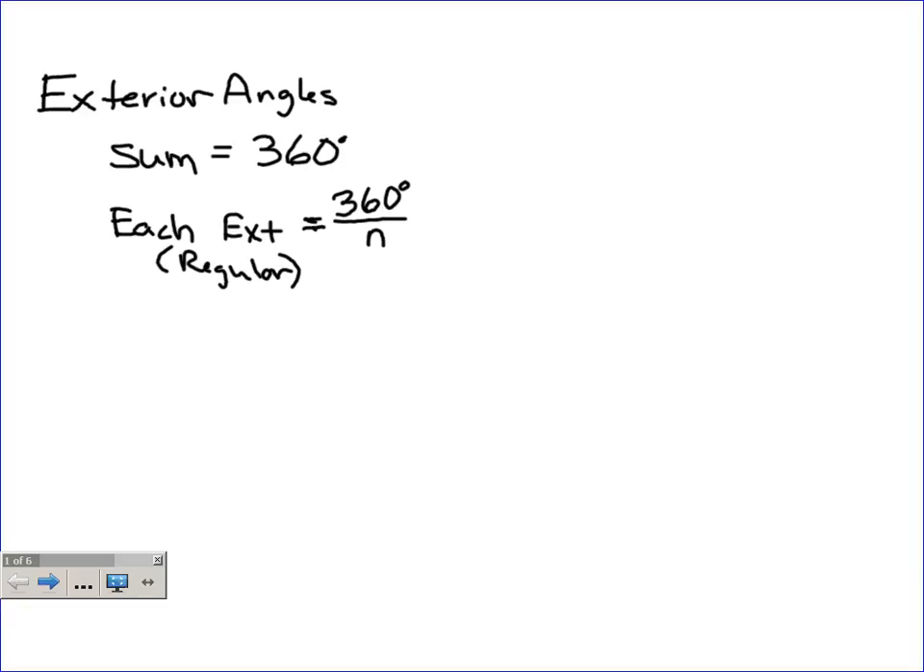When we talk about the word each, sometimes you'll see the word one, something like that. Each and one are always associated with regular polygons. Okay, what else did we learn?